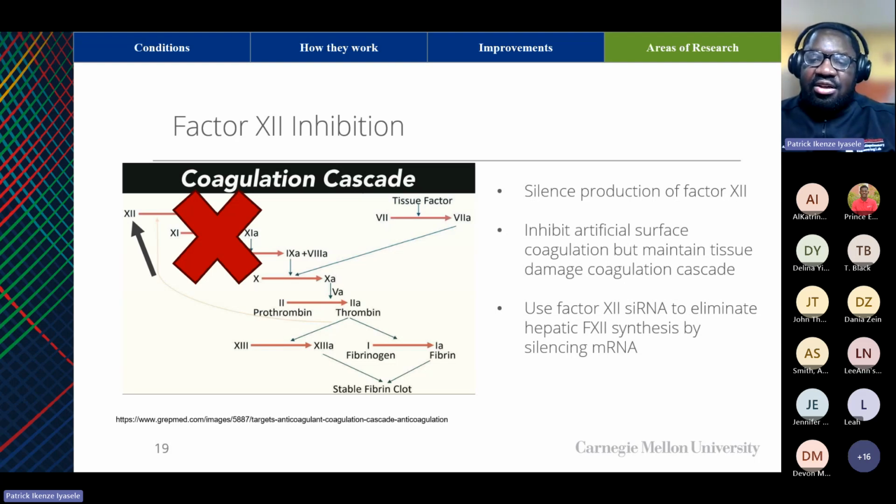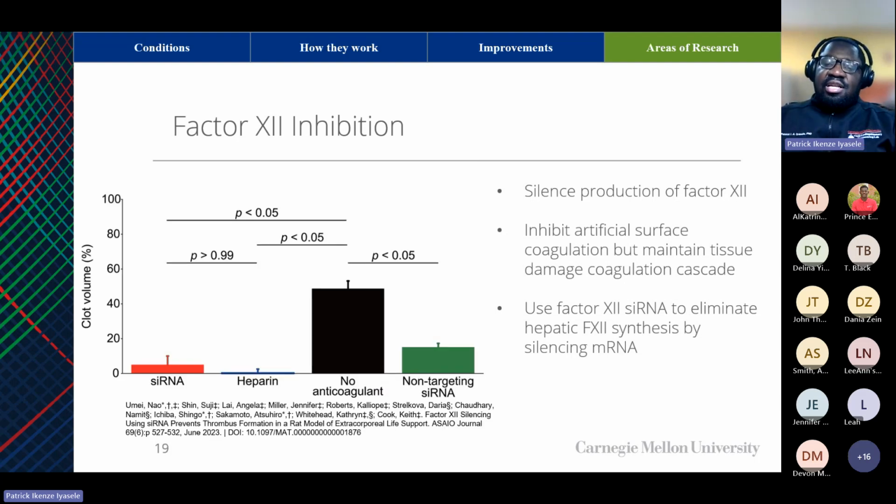A single siRNA dose can reduce plasma protein concentrations within 1 day. Once siRNA enters the cell, it binds to the RNA-induced silencing complex and degrades target messenger RNA that codes for factor 12, preventing its production. In a study done by our lab, we used siRNA to silence factor 12 in rats, and then attached a small ECMO circuit to that rat. The amount of clot formation was not statistically different between the siRNA and heparin groups, but it was significantly different from a no anticoagulant group.